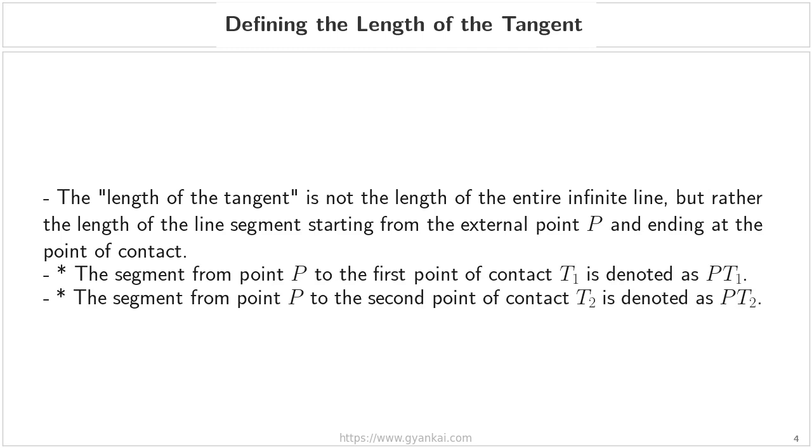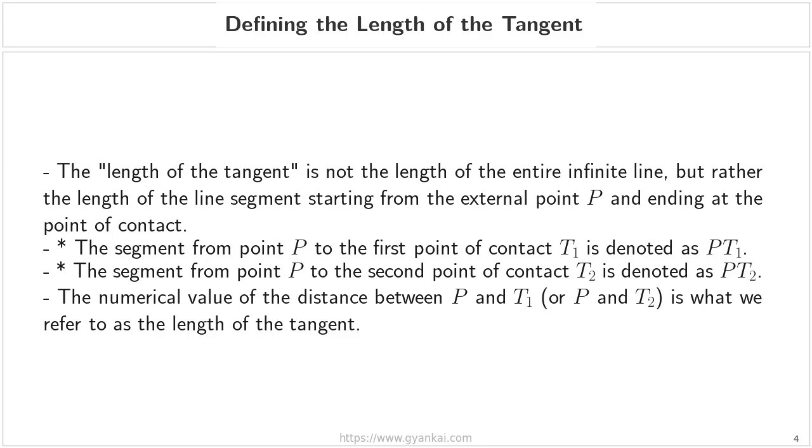To make this clearer, let's look at the two possible paths. If we look at the first point of contact, which we labeled as T sub 1, the segment stretching from point P to point T sub 1 is denoted as PT sub 1. Similarly, if we look at the second point of contact, T sub 2, the segment from point P to point T sub 2 is denoted as PT sub 2. Ultimately, when a problem asks you for the length of the tangent, they are asking for the numerical value of the distance between the external point P and the point of contact, whether that is T sub 1 or T sub 2. As we will see in the next slide, breaking this down into these specific steps is the key to solving geometry problems accurately.